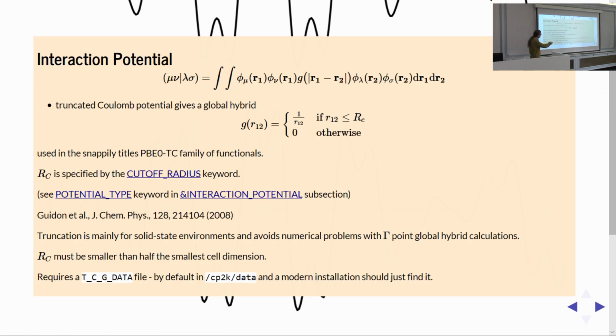The other common option is just to truncate this potential. We have the full interaction, 1 over r, of electrons out to some cutoff distance, RC, and whilst we're doing the integral, if they're further away than that, we just throw away that bit of the interaction.